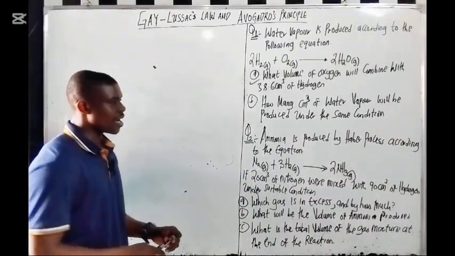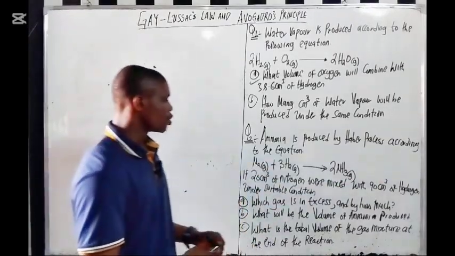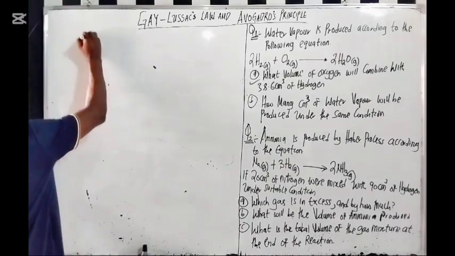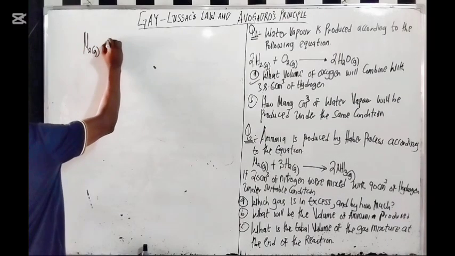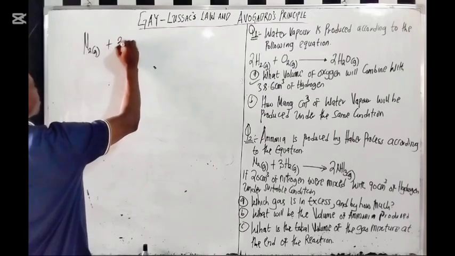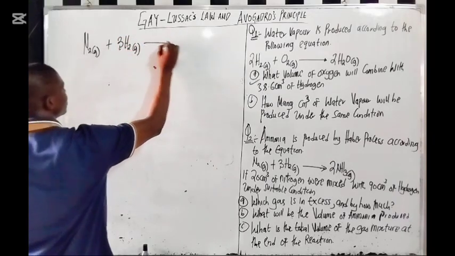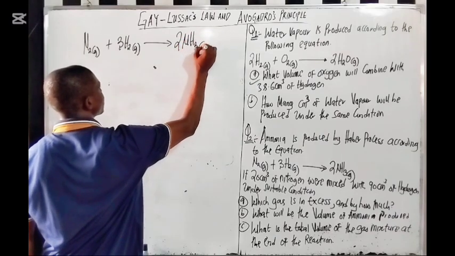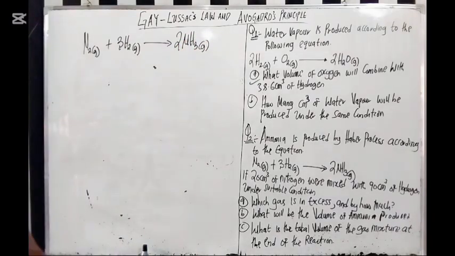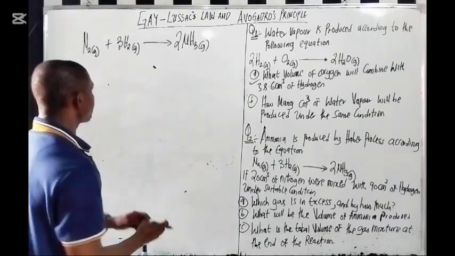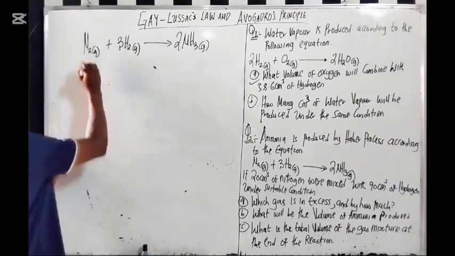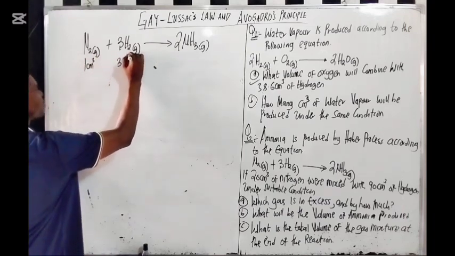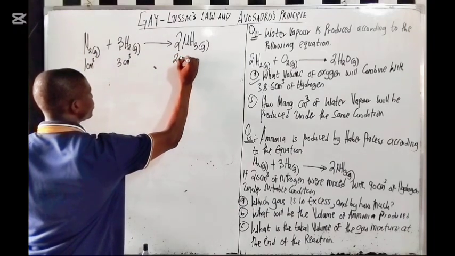Ammonia is produced by the Haber process according to the equation. Look at the equation here. So let's write that: N2 gas plus 3H2 gas gives 2NH3 gas. That is it. Look at something here. Remember, here we have 1 cm³, here we have 3 cm³, and here we have 2 cm³, right?